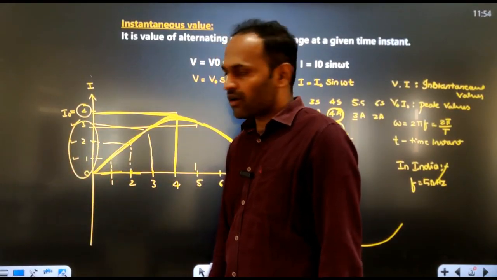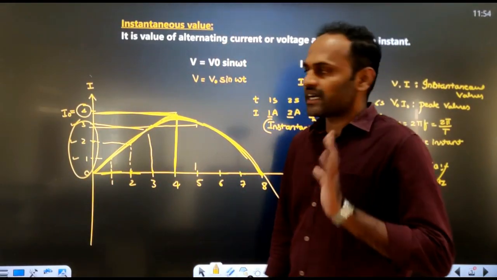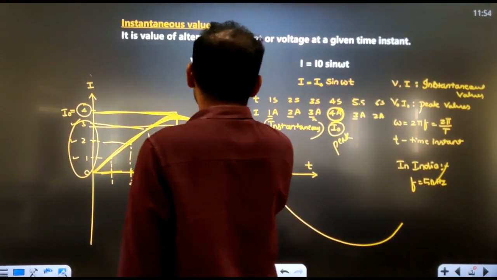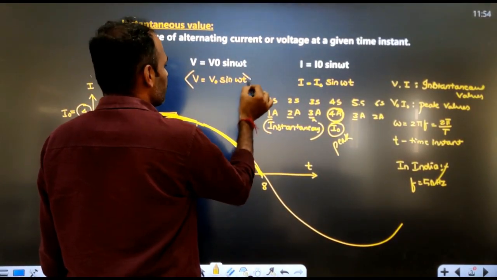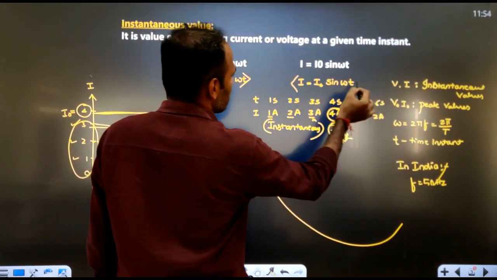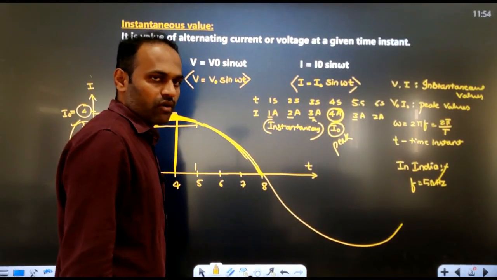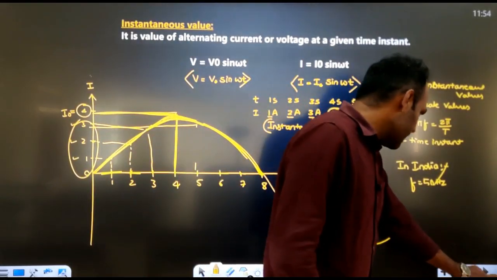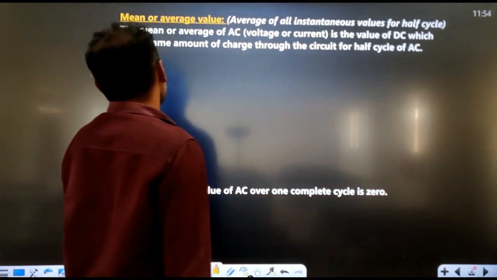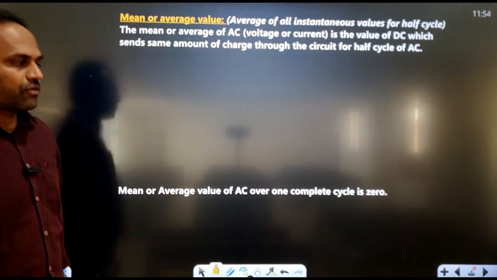The rest of the other values are called instantaneous values. The equations of instantaneous values are like this: V is equal to V naught sin omega t, I is equal to I naught sin omega t. Okay, that's all about instantaneous values. Next we'll go for another value called the mean or average value.